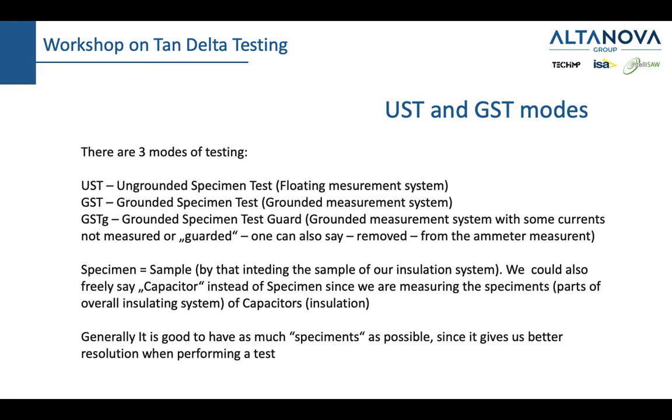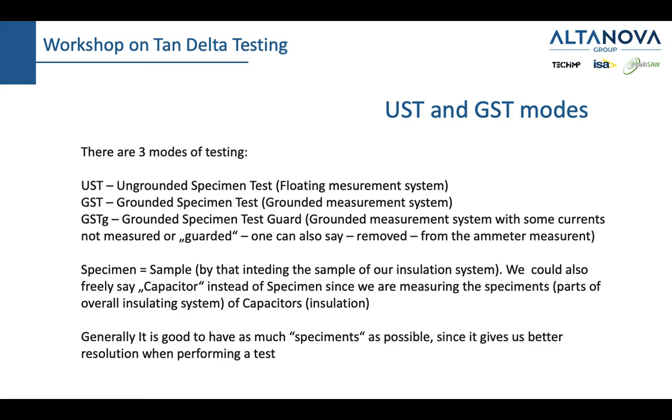These abbreviations, UST and GST, some of you might have heard about before, but today we're going to demystify them. To start, first we're going to explain the meaning of the abbreviations. UST stands for Ungrounded Specimen Test, GST stands for Grounded Specimen Test, and GST G stands for Grounded Specimen Test Guard.